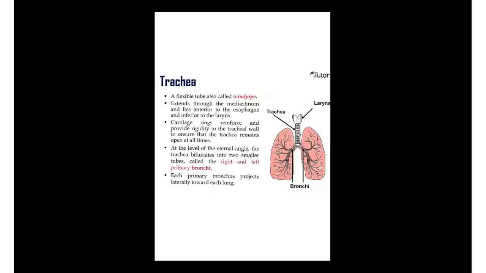So the trachea is a flexible tube called the windpipe. It extends through the mediastinum and lies anterior to the esophagus. It is placed in such a manner that at the posterior part the esophagus is there, and at the anterior part your windpipe is placed, like two parallel tubes running, and inferior to the larynx, definitely.